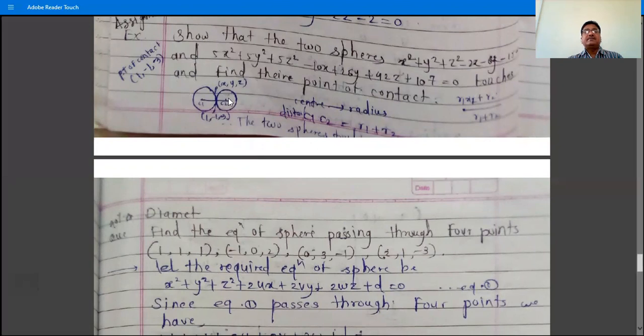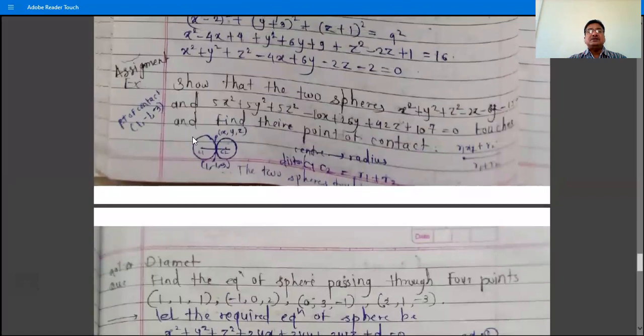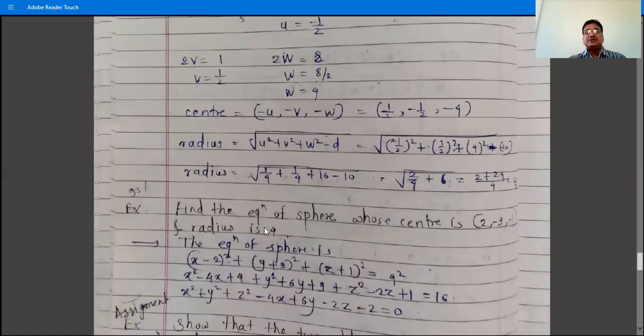That is what we have to show: the two spheres touch each other. And how can we show this? Suppose C1 is the center of the first sphere and C2 is the center of the second sphere, and suppose R1 is the radius of the first sphere and R2 is the radius of the second sphere. Then find the center and radius of these two spheres by using this procedure.